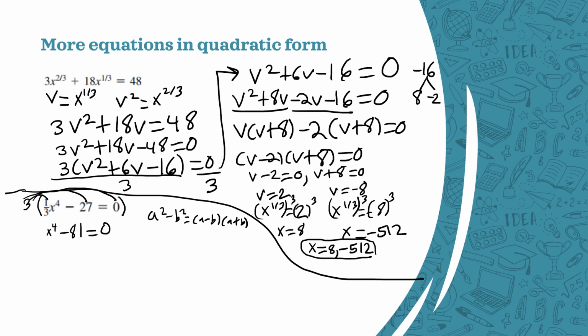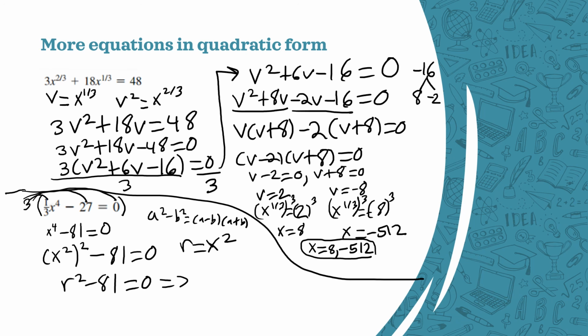So x to the 4th, well, x to what power squared gives you x to the 4th? In other words, x to what power times itself gives you x to the 4th? Well, that's just x squared. And then minus 81 equals 0. Well, now I can do a substitution here. I'll call it r. Let r equal x squared. So then, since r equals x squared, that's going to be r squared minus 81 equals 0. I can factor this by difference of squares. It's going to be r minus 9 times r plus 9 equals 0.